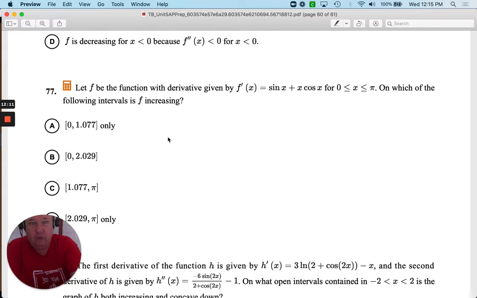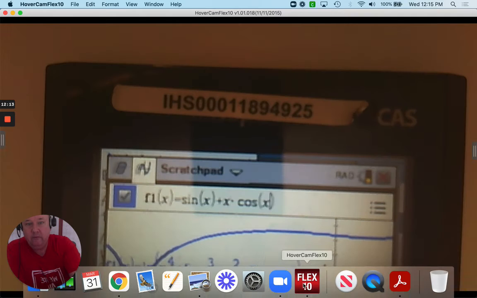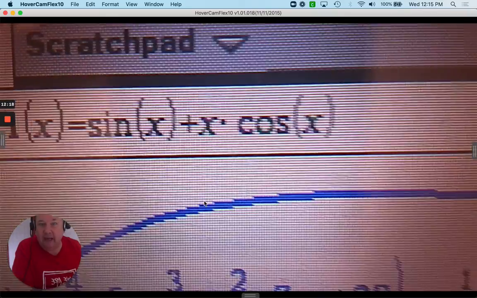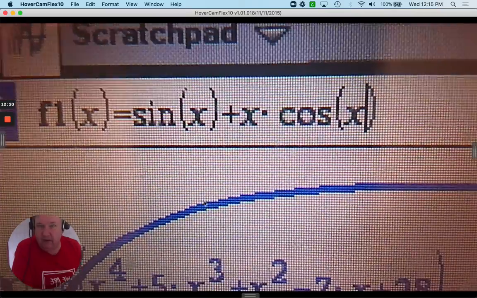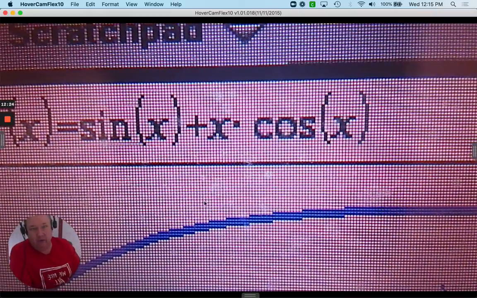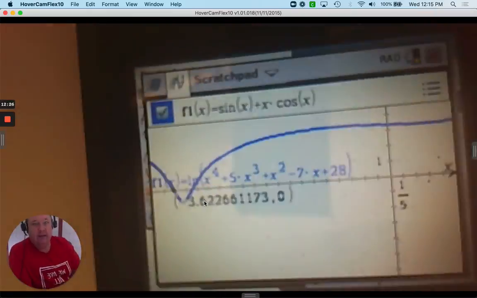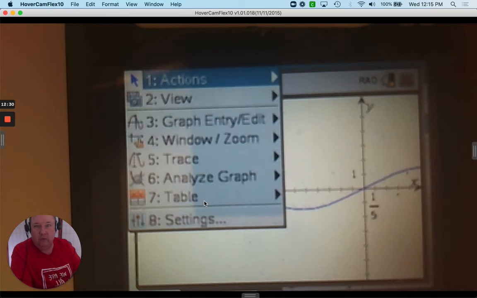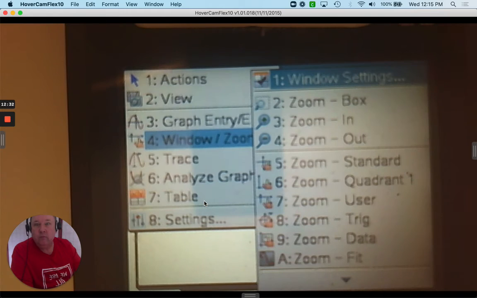So let me show you that. If you just type in x cosine x, it won't know how to graph it. So you have to go x times cosine x. See that little dot there in between? Then it will graph it, and it's going from 0 to pi. So I'm going to change the window, and it's going to go from 0 to pi.